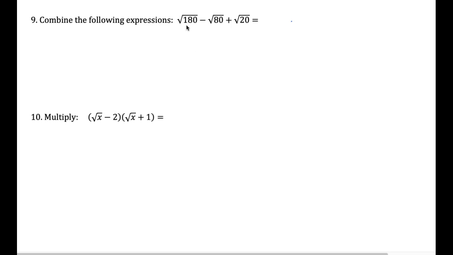So I'm going to start playing around with some of these numbers. I see 180 could be 18 and 10, and then we've got 9 and 2 and 2 and 5. So look at that. We've got a perfect square here, the 9.